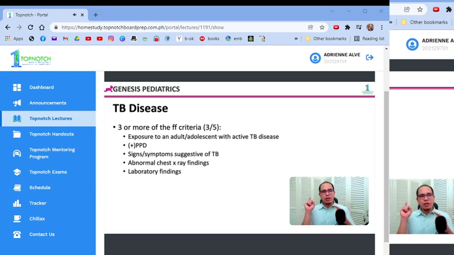So, yung patient natin kanina, may exposure ba siya? Nag-PPD positive siya. So, safe to assume na expose siya. Di ba? So, dalawa na. May signs and symptoms ba siya napasok? Yes. May X-ray ba siya suggestive of TB? Yes. So, 4 out of 5 mo na fulfill niya. So, you treat that as a disease.